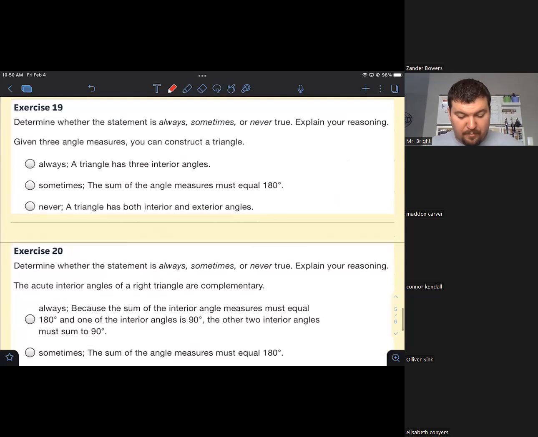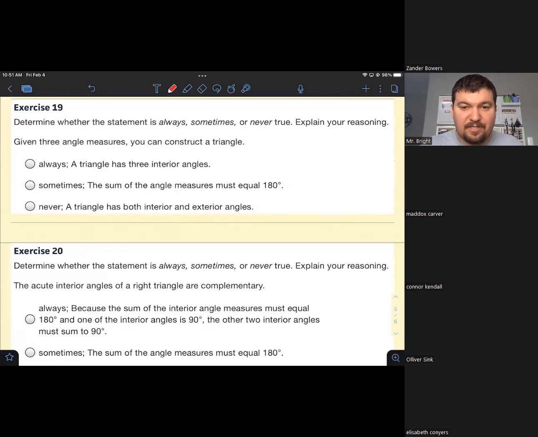Number 19, determine whether the statement is always, sometimes, or never true. Explain your reasoning. If I gave you three angle measures, you could construct a triangle. What do you guys think? I just gave you three angle measurements and said like 60 degrees, 40 degrees, and 200 degrees. Could we make a triangle? No. Why do you say no, Shane? Those degrees, if they were to be added up, they wouldn't equal 180. They'd equal something way over. You're right. One of the angles I said was 200 something, right?